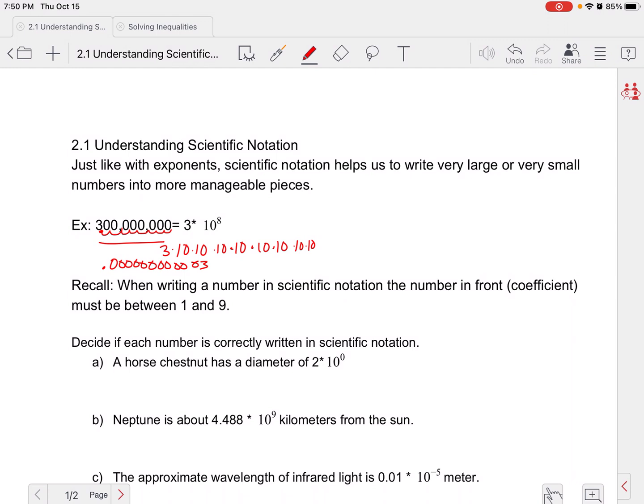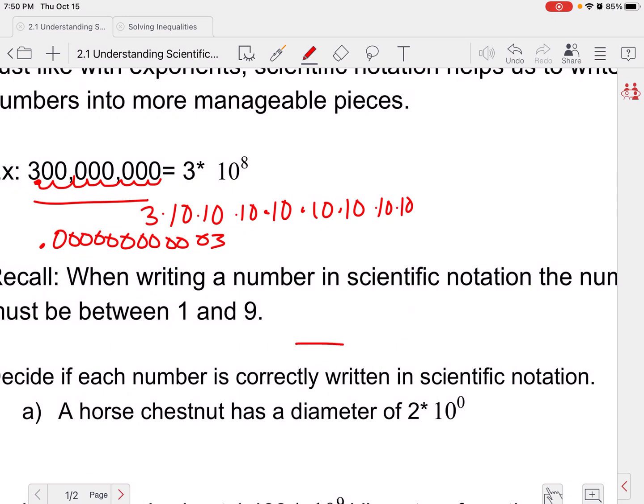So a big thing when we're writing scientific notation, the number in front, called the coefficient, must be between 1 and 9. It can't be 0, it can't be 10, it can't be 12, okay? So the first part of this is just to decide if it's scientific notation. So basically, scientific notation is some number times 10 to some exponent, okay? So this number here has to be between 1 and 9.